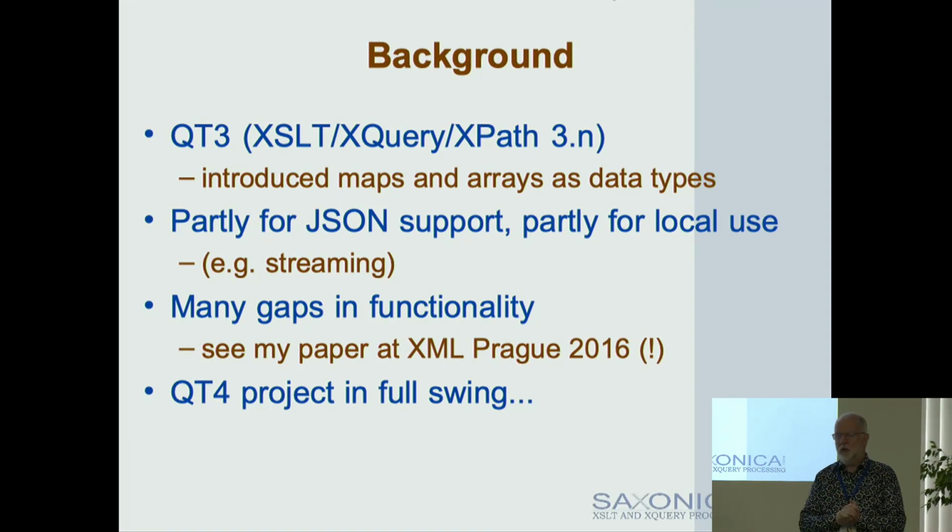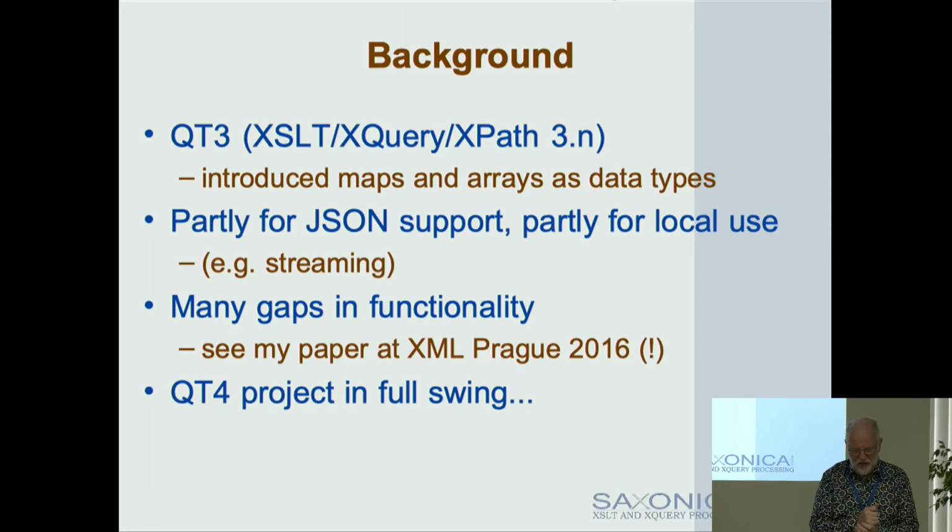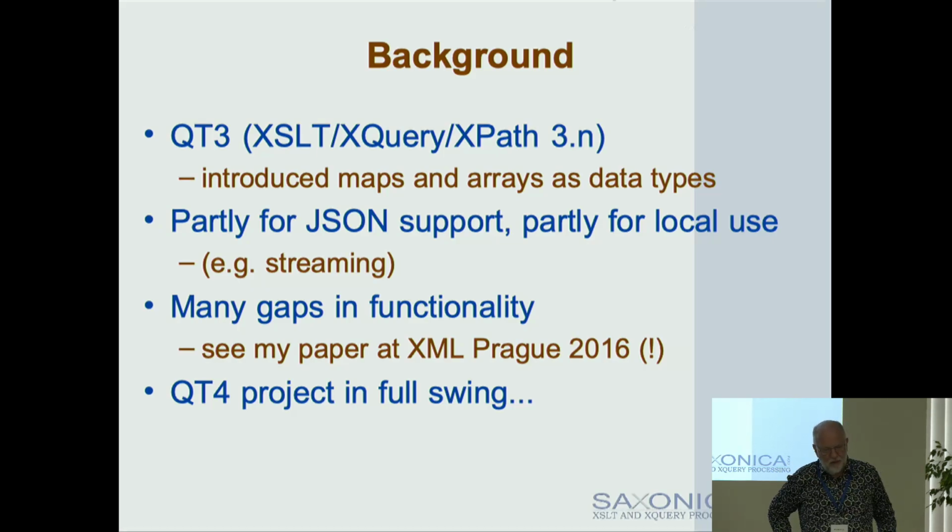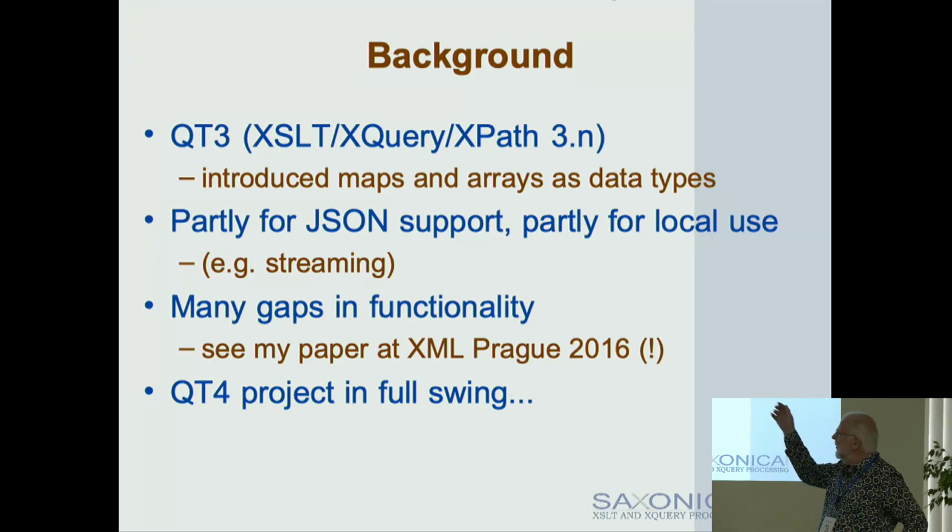The 3.0 specs, which came out in 2017, don't we have fun when time flies, introduced maps and arrays as data types, rather more thoroughly in XQuery than in XSLT, because XSLT was designed to work with XPath 3.0, which didn't yet have arrays in. So the support for arrays in XSLT 3 was a little bit incomplete. But in fact, it was all a little bit incomplete, and that's why I say many gaps in the functionality.